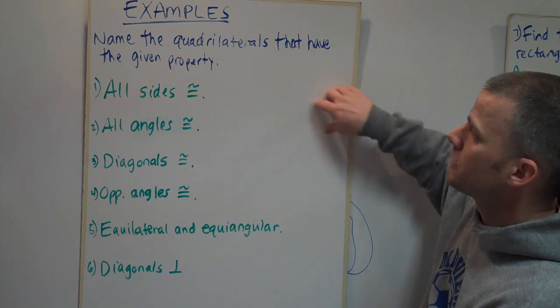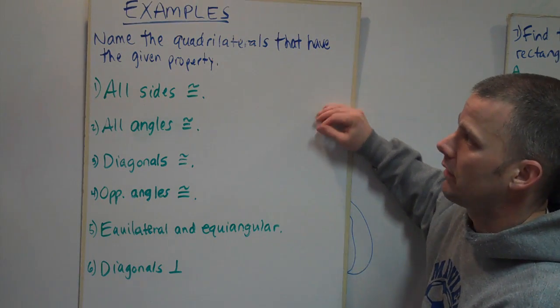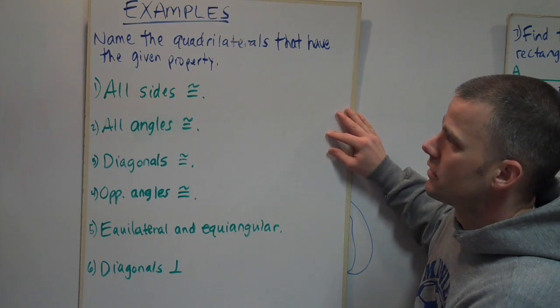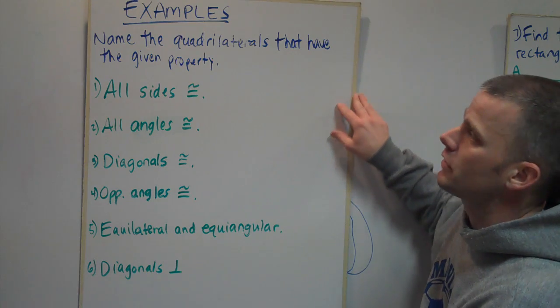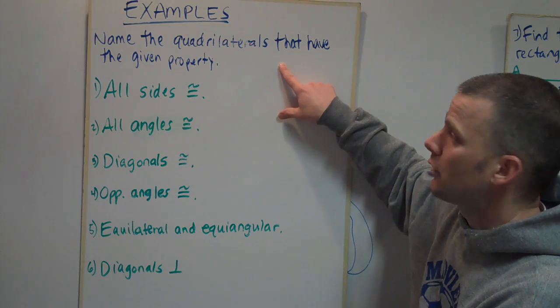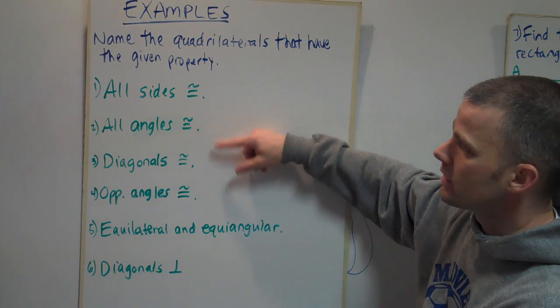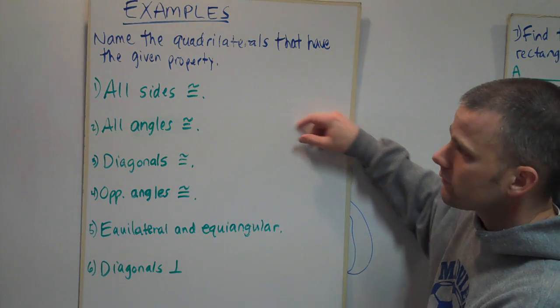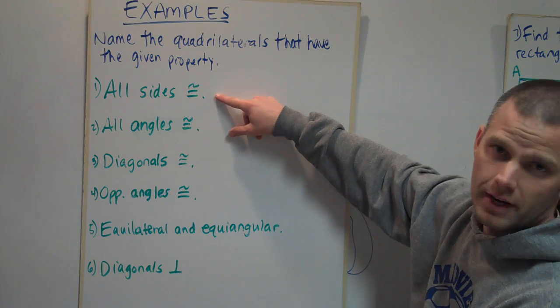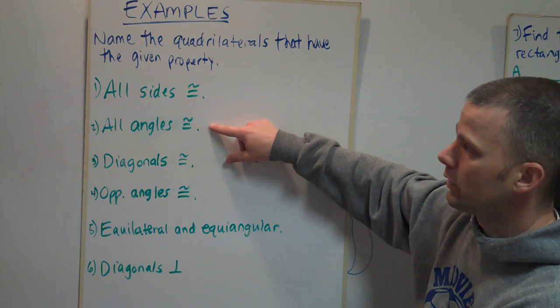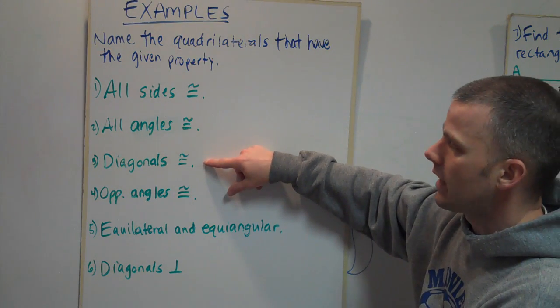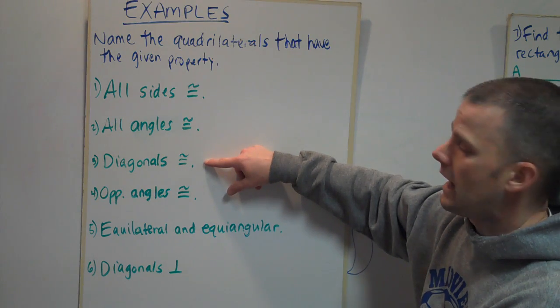So, examples here. Notice I don't have any answers written down. I'll give you a chance here to kind of jot down the 6 different statements that are here. Essentially what we want to do is we want to name the different quadrilaterals that have each of these properties. In 1, we've got all sides congruent. Number 2, we've got all angles congruent. In 3, we've got that the diagonals are congruent.